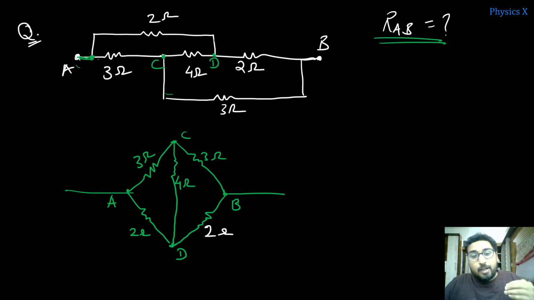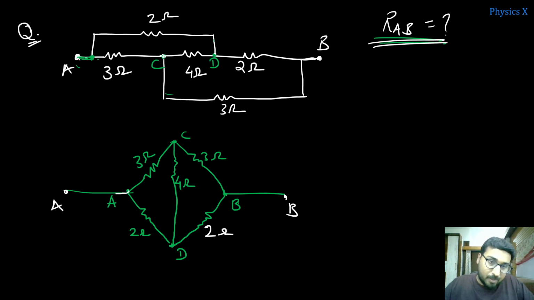So this was your question. I have reduced it like this. Now, since I have redrawn this circuit, it becomes like this. So this is your A point, B point, or you can mark it as this is also A point, B point, because nothing is different. Now you need to find RAB. Now let me tell you one more thing from here.